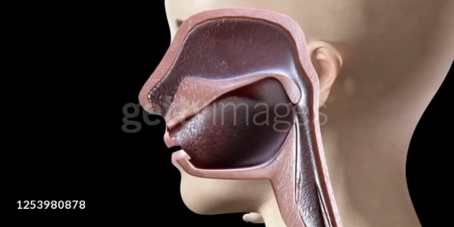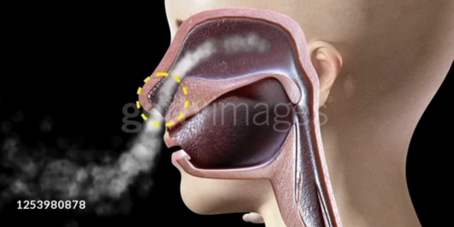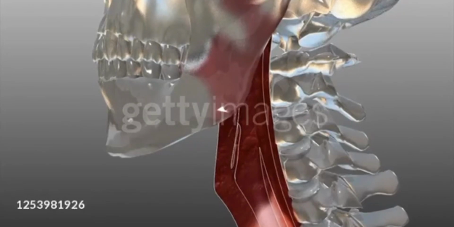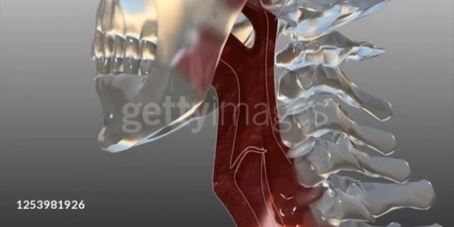The nose, which is the primary entrance of air into the lungs, helps in warming, moistening, and filtering the air we breathe in. The nasal cavity is composed of nasal hairs and cilia, which also filter the air. Third, we have the pharynx, or throat, which is the passageway of both air and food into our body.